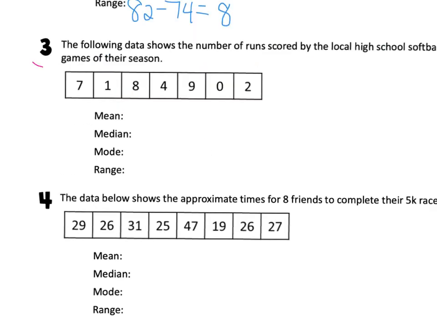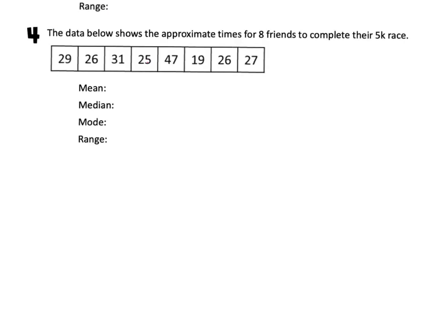Number 3, you are going to do for homework. That's the first one. Same kind of questions. All right, let's do number 4 together. The data below shows the approximate times for 8 friends to complete their 5K race.